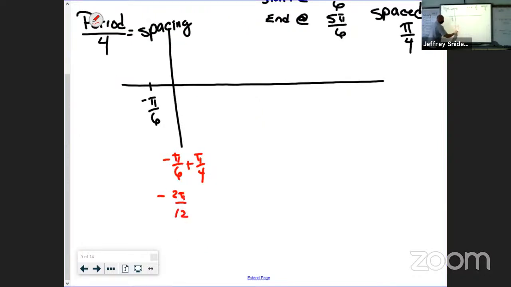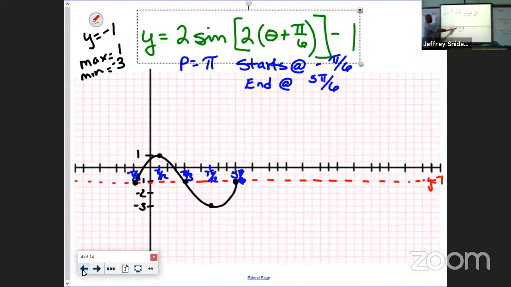This would become 3pi/12. Where does that put me at? Pi/12. Boom, there it is. Then what do I do? To that I have to add what? Pi/4 again, which is the same as 3pi/12. That puts me at 4pi/12, which is the same as pi over 3. Is that where we were before on our other graph? Pi/3. There it is.